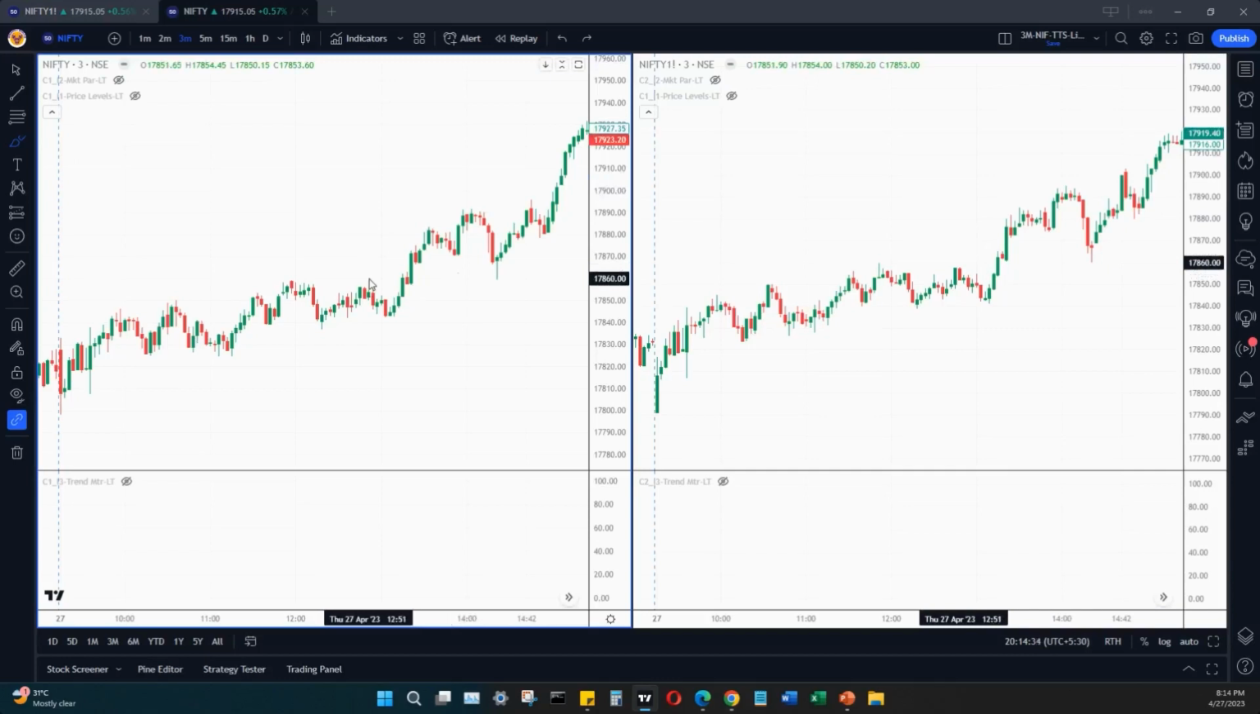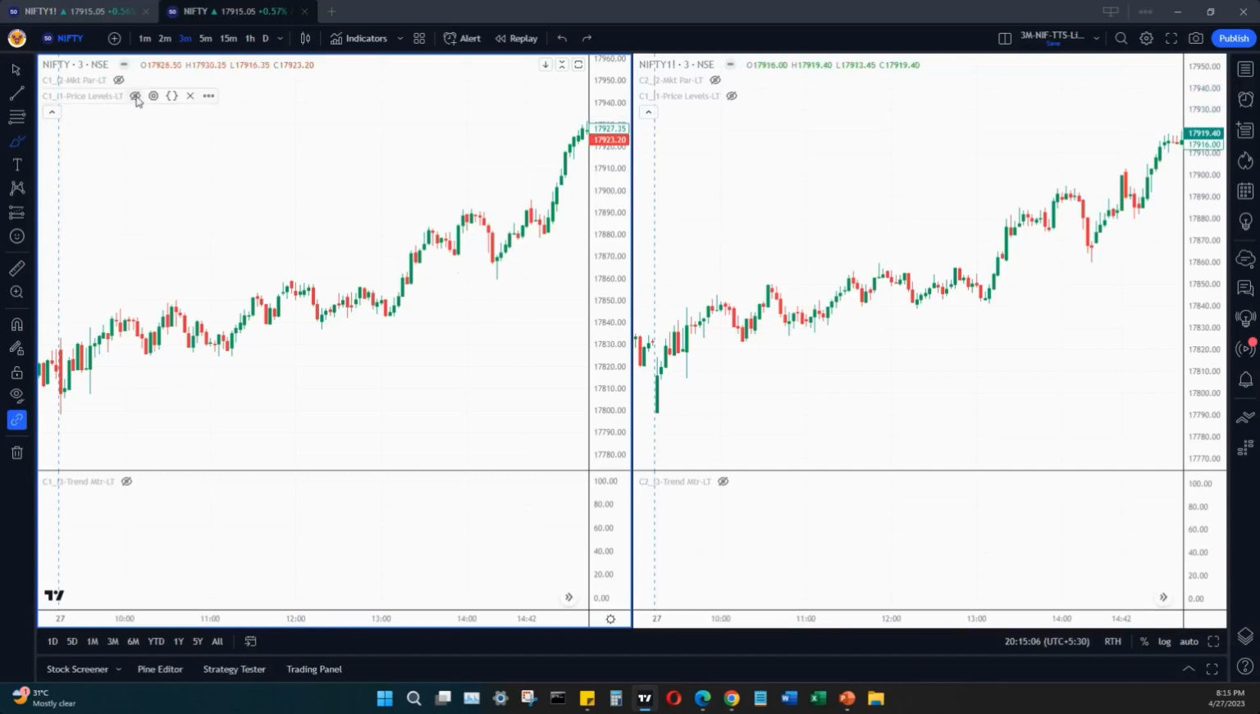I have three indicators which have been built exclusively to be used on the Nifty 3-minute time frame charts. I'm going to bring them one by one. These indicators are not available out of the box in the TradingView platform, and you may not be able to see such indicators in other platforms like Kite or Upstox. They are exclusively built using Pine Script code, to be used in TradingView on the Nifty 3-minute time frame.